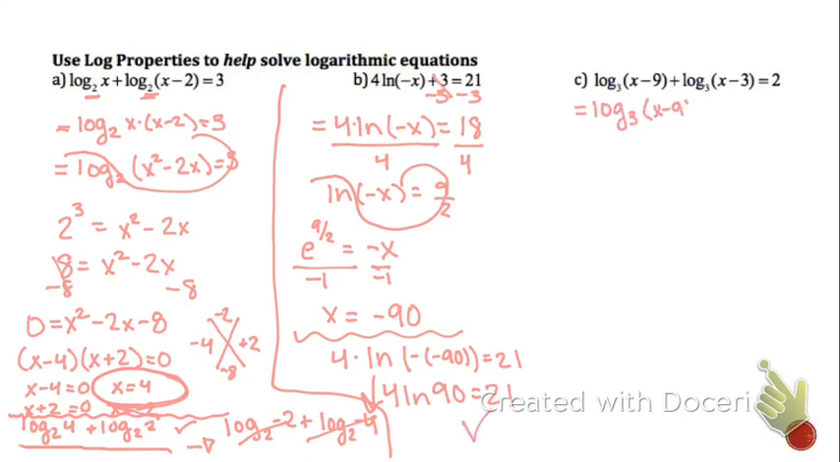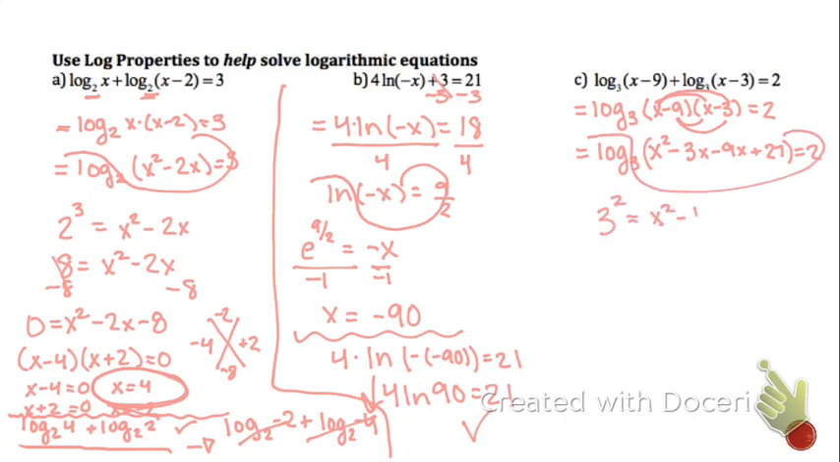All right, this last one, I have 2 logs being added together, so I can go ahead and multiply those values. And then I'm going to distribute. Some people do the box. I use the FOIL method, so whichever method you like here, you can use. All right, so now I want to change forms. I want to go to my exponential form in order to solve for x.